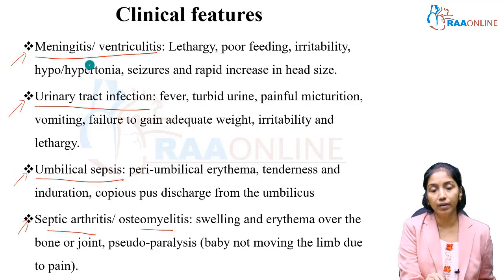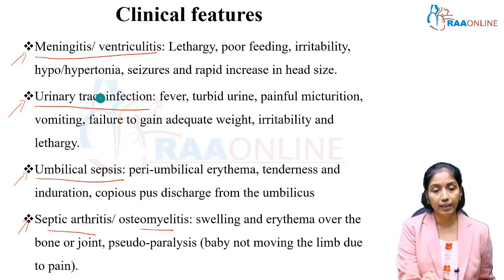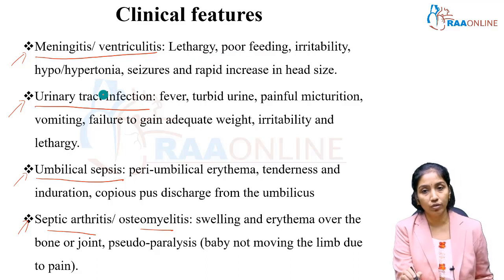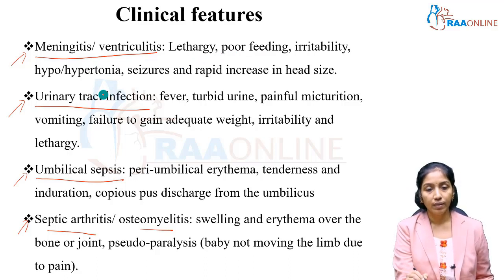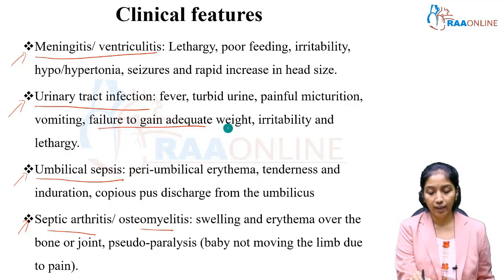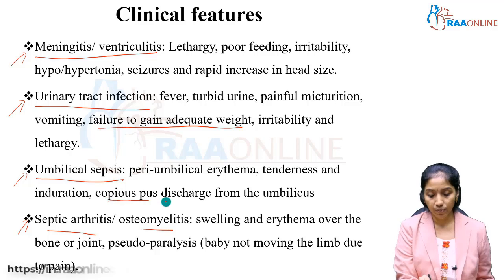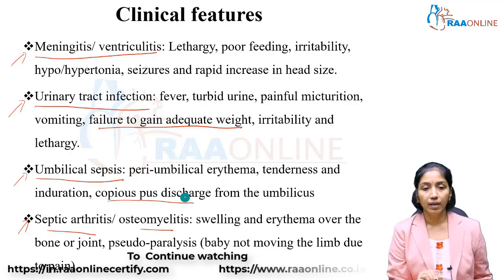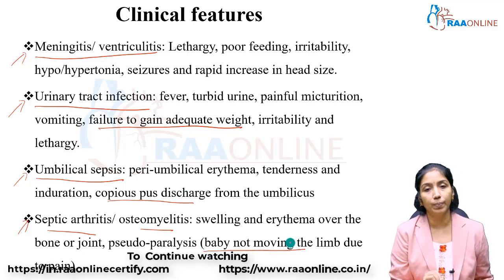Say for example, if it is meningitis, they can present with lethargy, poor feeding, irritability, hypo and hypertonia, seizures and rapid increase in head size. Whereas if it is a UTI, there could be vomiting, failure to gain adequate weight. If it is an umbilical sepsis, there can be copious pus discharge from the umbilicus. If it is septic arthritis, the baby will not be moving the limb due to pain. So, it can present with pseudoparalysis.